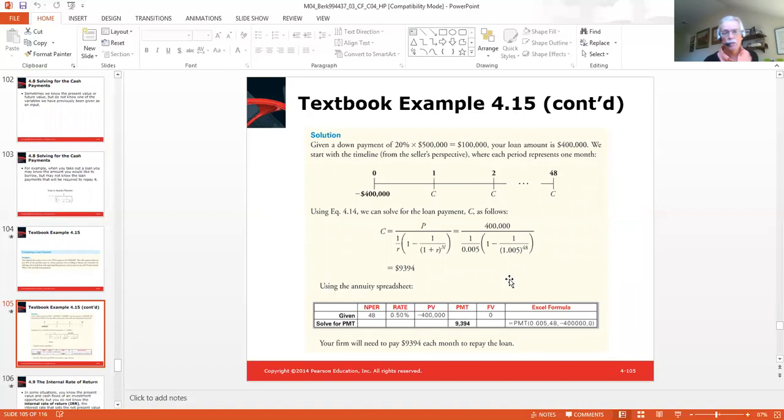Using the payment function in Excel, we know we have a monthly rate of 1/2%. We input that in the rate bucket as 1/2%. The number of periods is 48. The present value amount is a negative $400,000. We solve. And we find out that we'll have to make monthly payments of $9,394 in order to finance this piece of equipment over a 4-year time period at a rate of 1/2% per month, which annualizes to 6%.